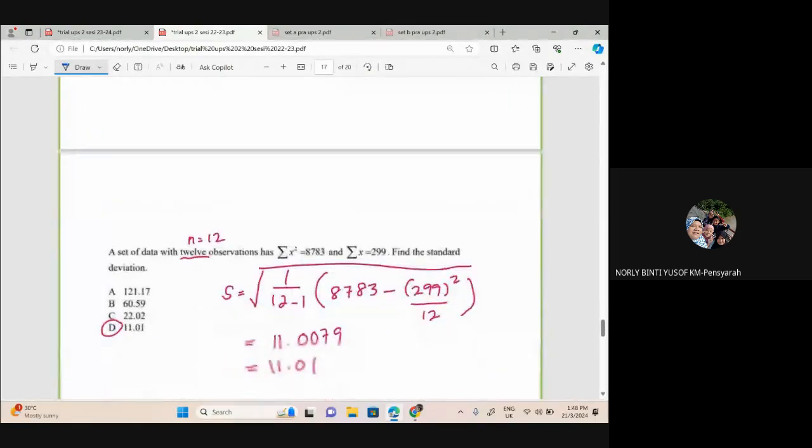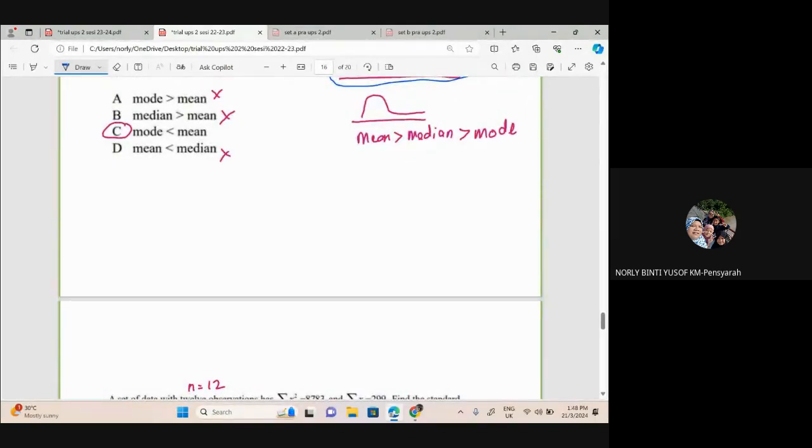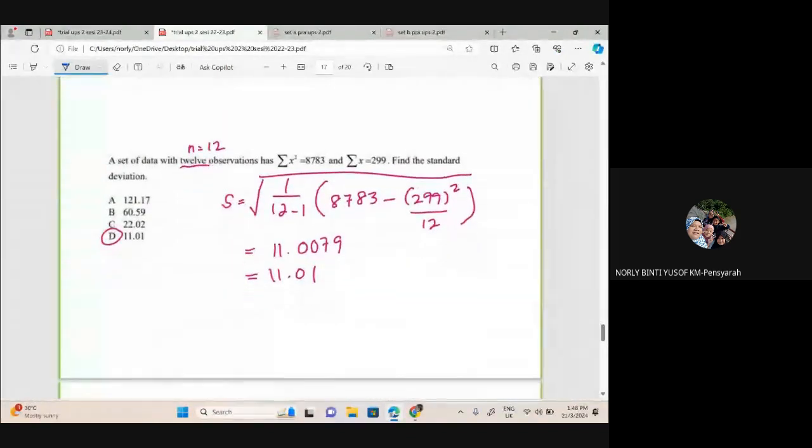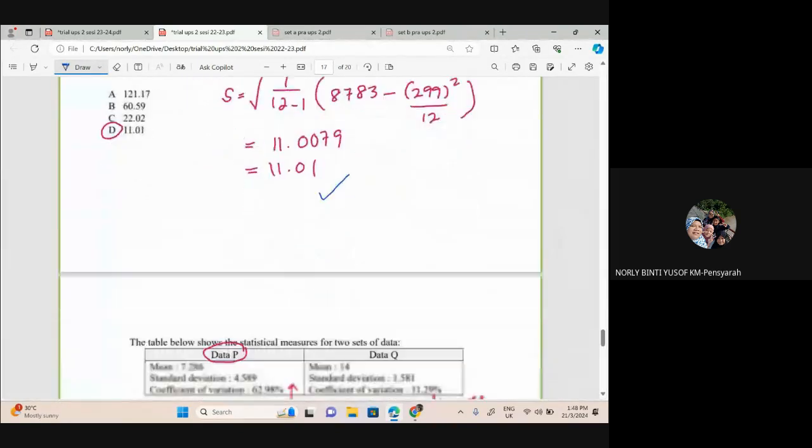Okay, then pergi kepada set of data sama, dia bagi summation X squared, summation. Tapi dia tak bagilah N macam tadi dia bagi dalam bentuk nombor kan. Ini dia bagi wording tapi kita tahulah N dia 12. Masuk dalam formula variance ataupun terus square root lah sebab dia nak cari standard deviation. Tadi dia nak cari variance dan standard deviation. So, masuk dalam formula kira dapatlah value.